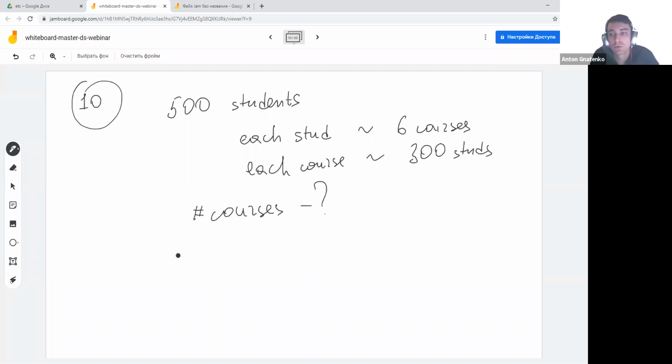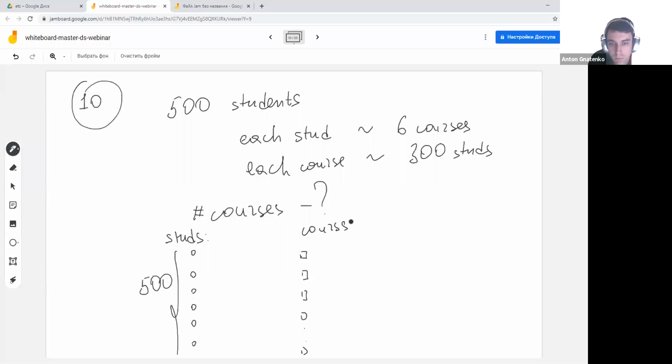So one way to solve it is the following. We need to somehow connect the students to courses using this knowledge. Let us say that we'll have these bullets here on the left, and they will represent students for us. So there are 500 of them. And there I will draw small squares, which will represent courses. Okay, and there is an unknown number of them, and we want to find it. Let's denote it by X.